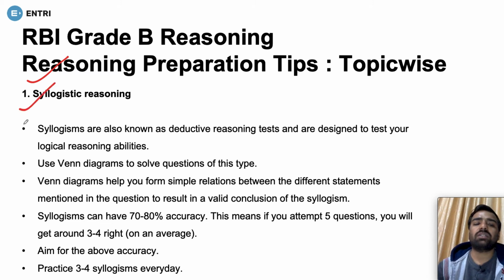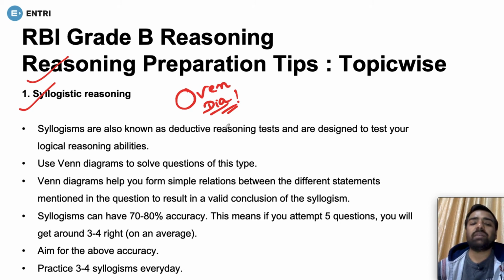If we talk about syllogisms, then syllogisms are known as deductive reasoning tests and are designed to test your logical reasoning abilities. Fine. Now the best approach for solving these types of questions is to use Venn diagrams. These Venn diagrams help in solving these questions easily. Venn diagrams help you in forming the simple relations between the different statements mentioned in the question to result in a valid conclusion of the syllogisms, which I've already told you.